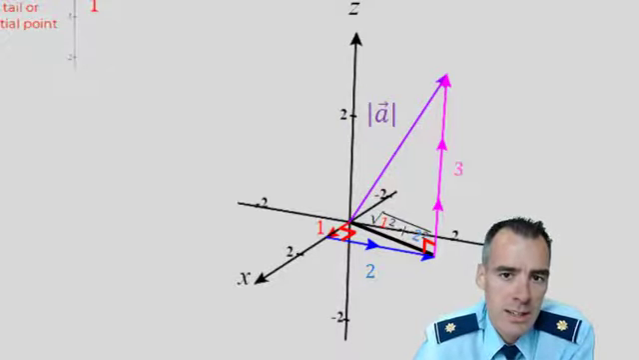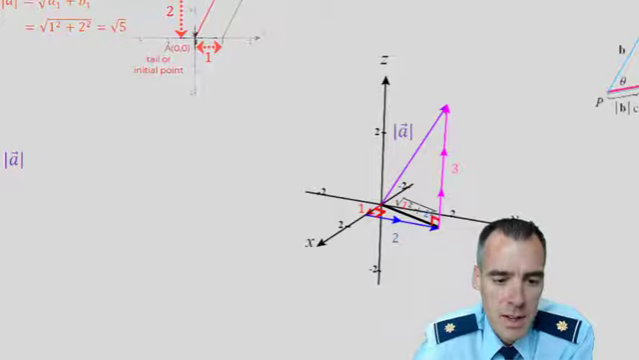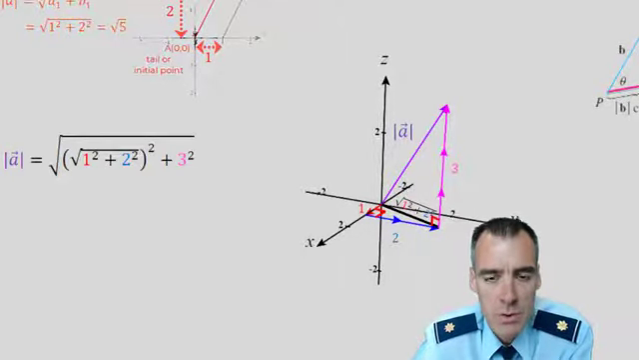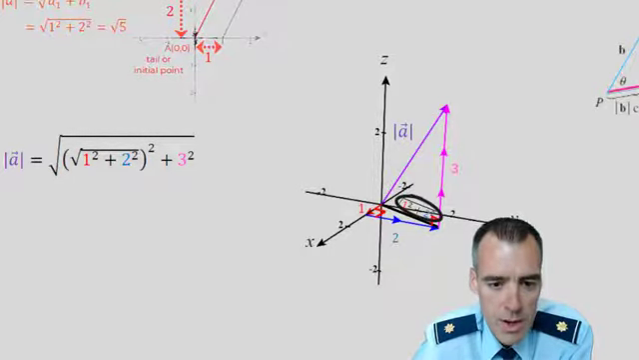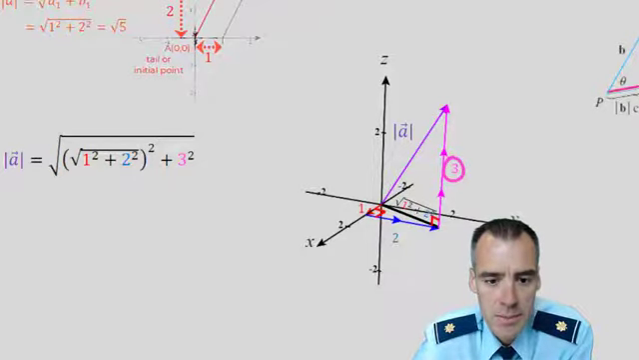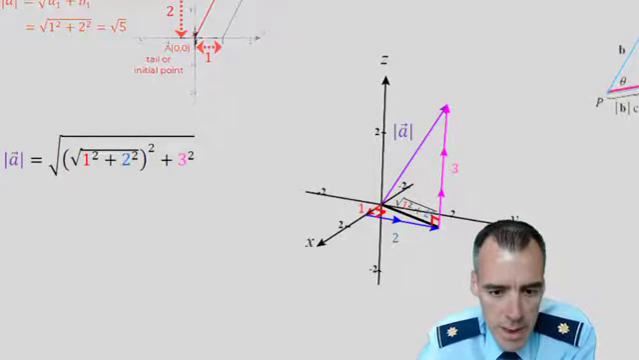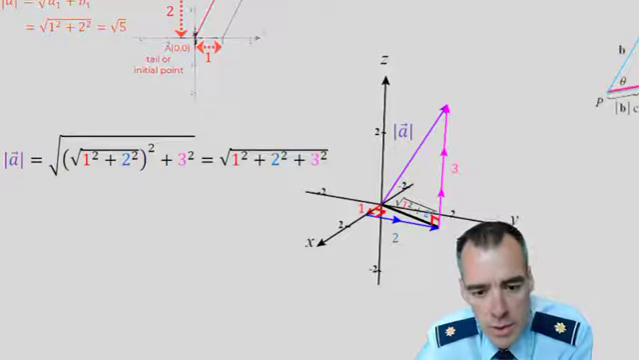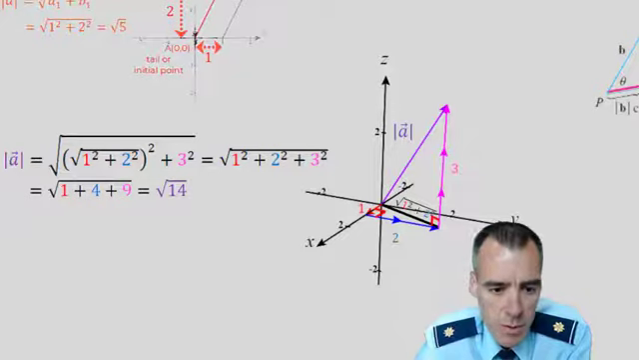So we can say that the magnitude of our vector, we'll use these straight brackets with our vector notation for a here, is going to be equal to the square root of the quantity of the square root of 1 squared plus 2 squared, plus 3 squared, where 3 of course is the height in the z direction. So when we're squaring that square root, that simplifies down, so we just end up with the square root of 1 squared plus 2 squared plus 3 squared, which is the square root of 1 plus 4 plus 9, which is the square root of 14.